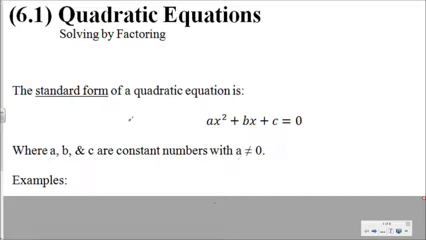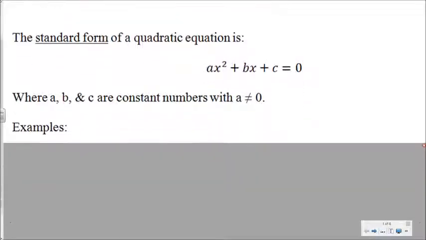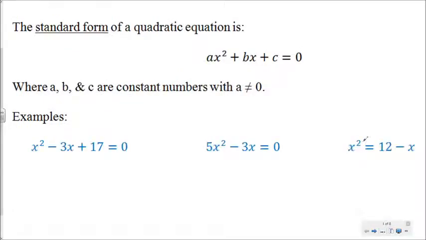First off, the standard form of a quadratic equation is anything that looks like this, which is ax squared plus bx plus c equals 0, as long as a, b, c are constant numbers, so they're standing in for actual number values, with a not equal to 0. We'll go into what this a not equal to 0 business is tomorrow in class. But for now, let's look at a couple of examples of quadratic equations.